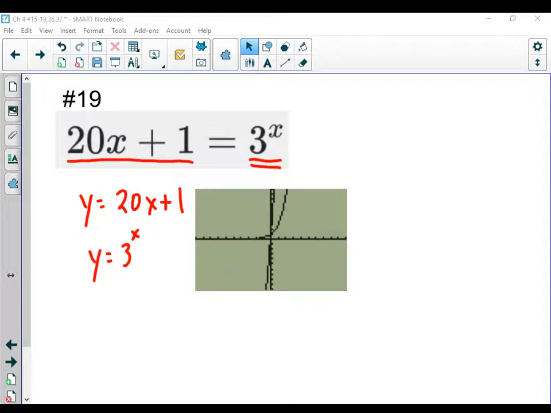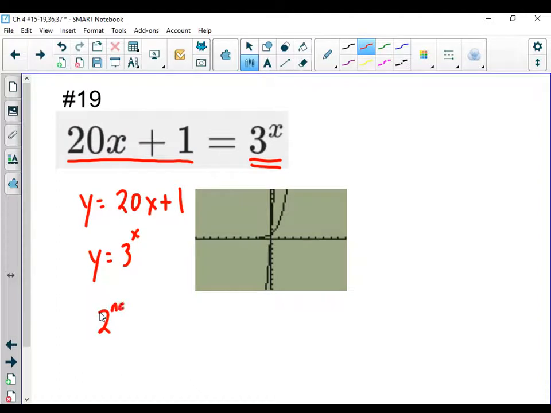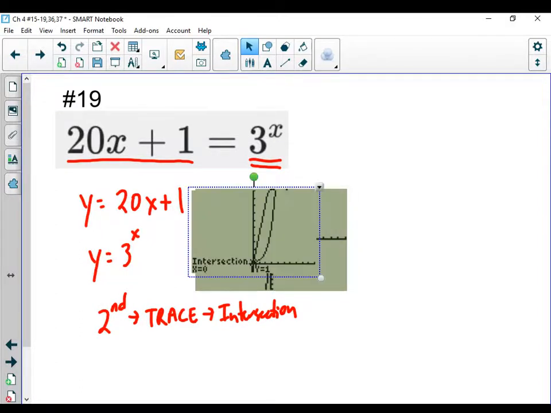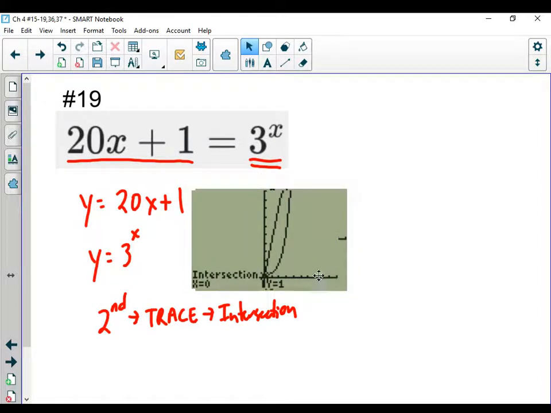So remember, to find those intersections on the calculator, we're going to hit the second button, the trace button, because what we're going to look for is the calculation, and we're going to look at the intersect. So if I do second trace to get to the calculate, I'm going to do the intersect, and I find out my first intersection is at 0, 1. Then I'll have to go through those same steps, the second trace, intersect. Now I've got to move it over closer to where the second intersection is.